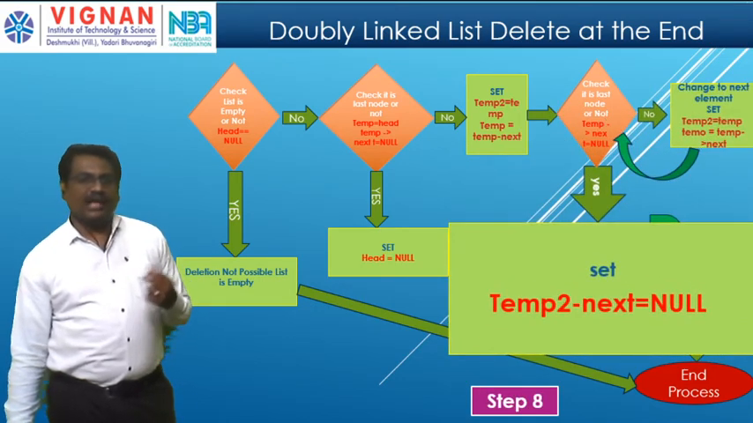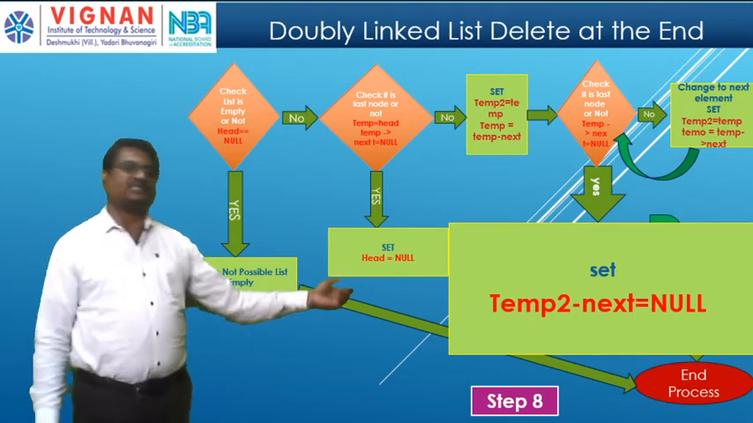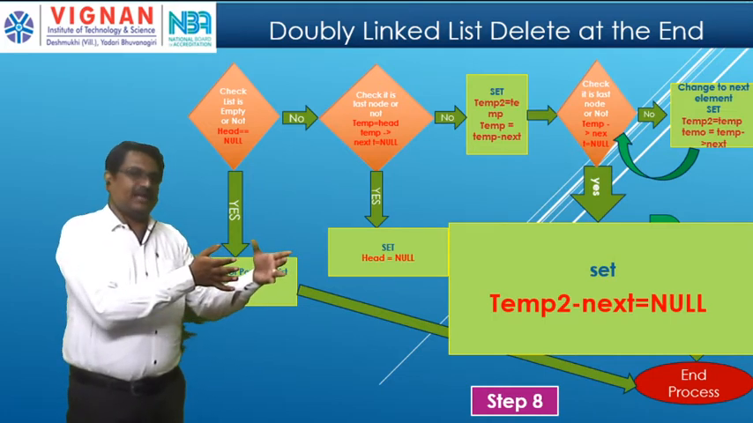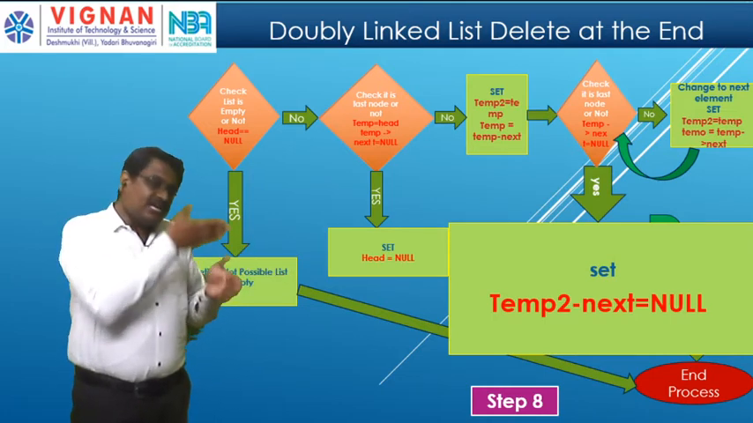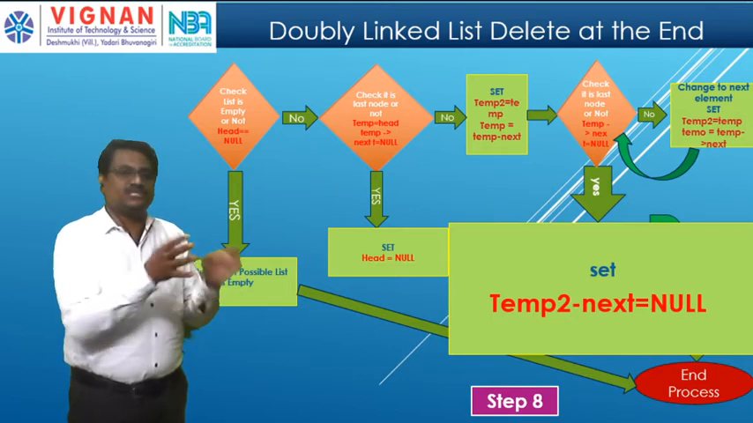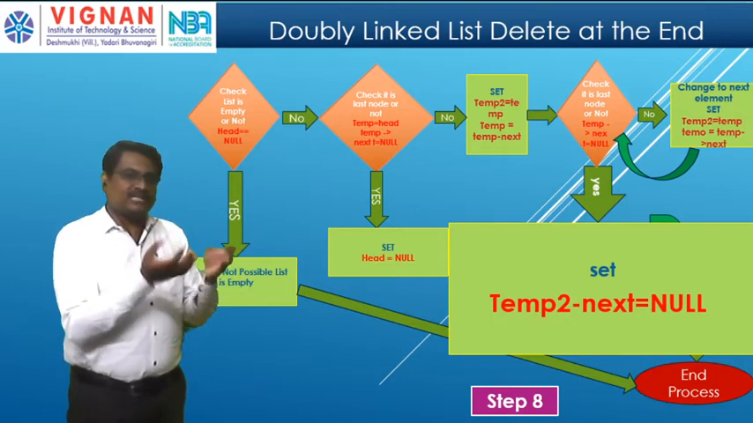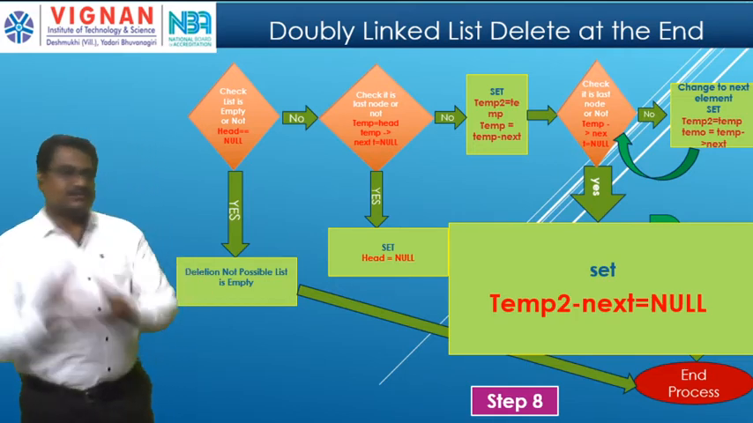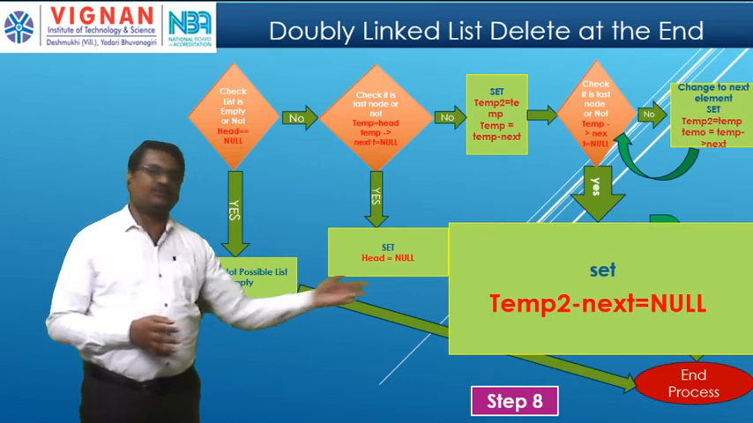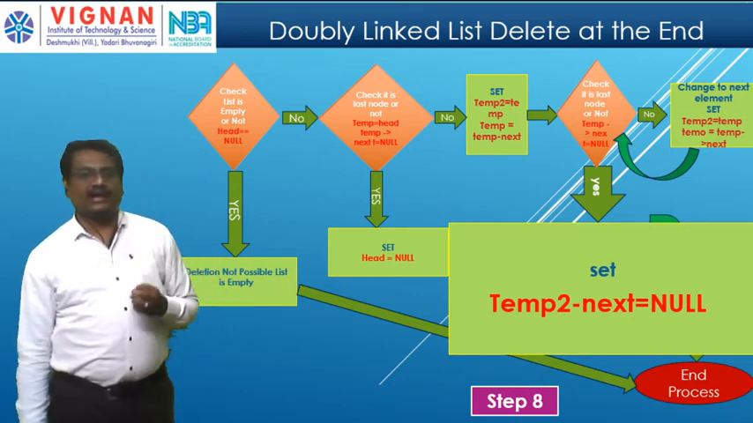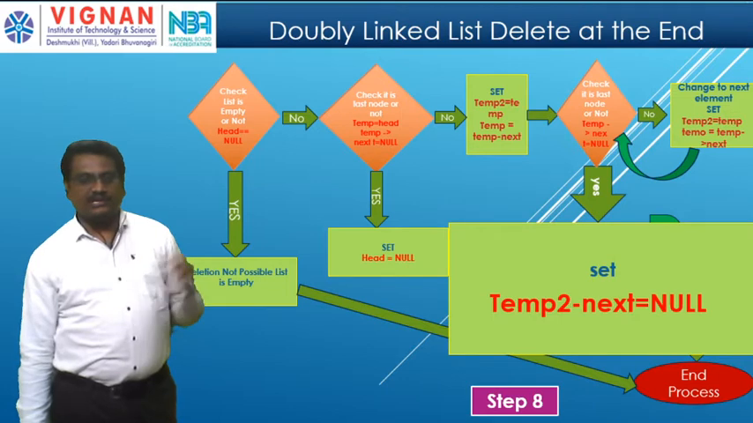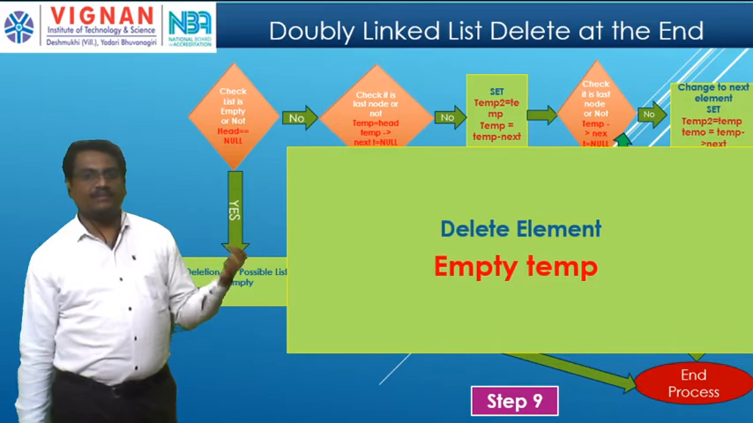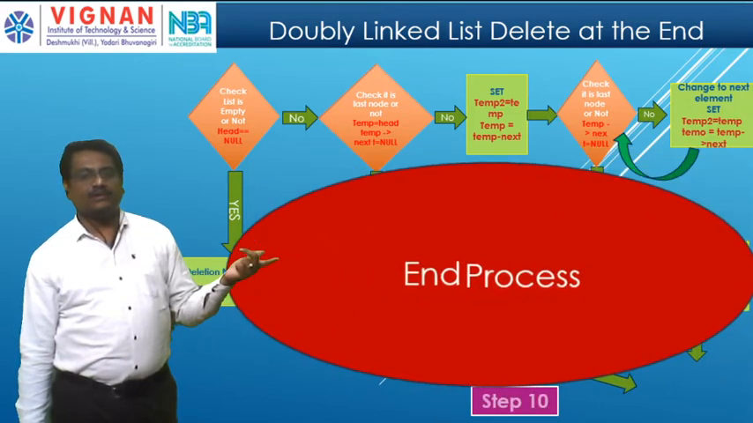What I am going to do is set the temporary next element to null. Why? Because temporary 2 stores the element previous to the last element. Am I right? So first I need to cut the relation between these two elements. First I need to delete it from the linked list, then I will remove it from memory. So that's why I'm setting the temporary 2 next value to null. So I deleted the connection between the two elements. Then I'm freeing the memory. Next, it will end the process.